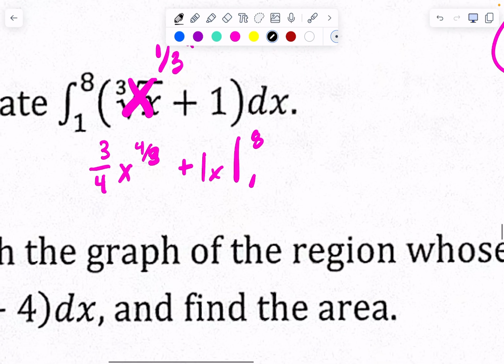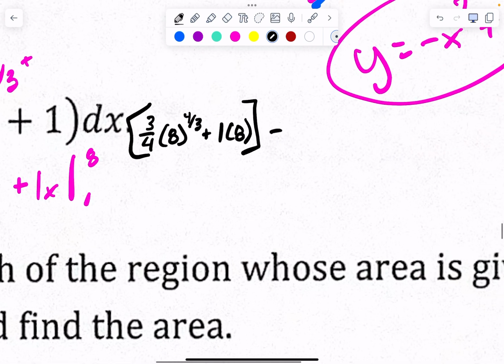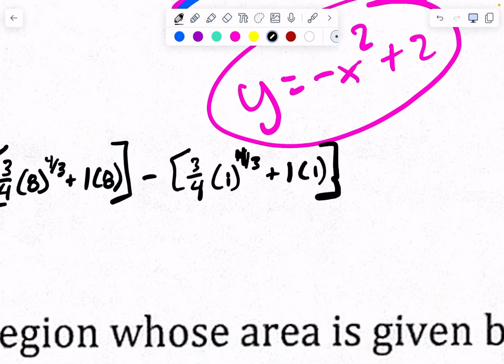Okay, so then plug that in. 3/4 times 8 to the 4/3 plus 1 times 8, minus 3/4 times 1 to the 4/3 plus 1 times 1. 1 to the 4/3 is just 1, so this is just 3/4 plus 1. So this guy will just be 3/4, this guy will be 1, so minus 1 and 3/4.